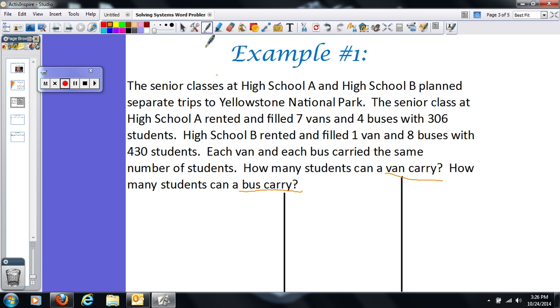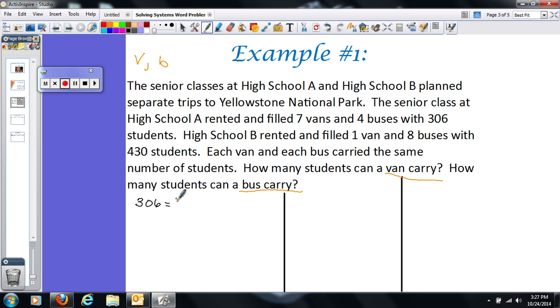Okay, so I'm going to start by finding my variables. So my unknowns are how much a van can carry and how much a bus can carry. So I'm going to use those for my variables. Now when we start, I'm going to look at school A. It says 7 vans, 4 buses with a total of 306 students. So 306 is going to be my total.